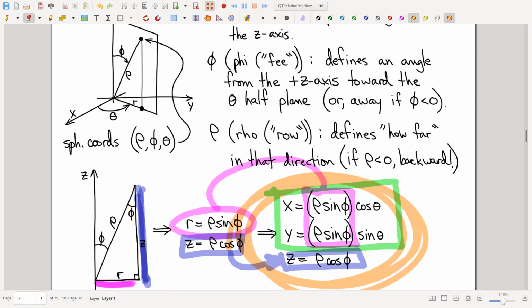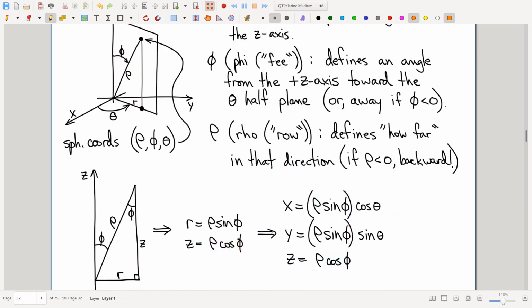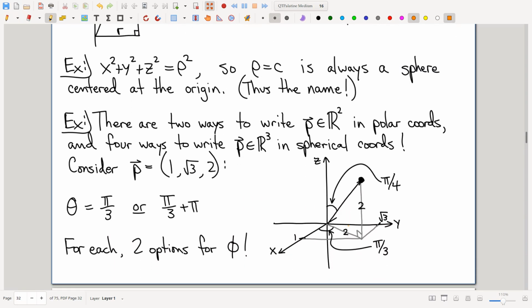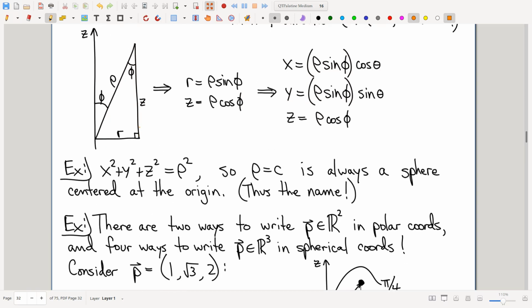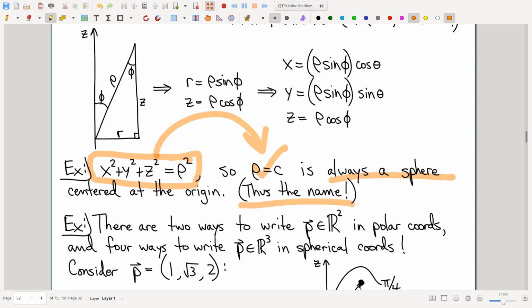Okay, moving along. So, again, a couple of easy ones. Here's the equation of a sphere. It converts pretty easily using, if you look at the equation of a sphere, this is an identity between spherical coordinate rho and the rectangular coordinates, and you plug that into the equation of a sphere, and out comes rho equals a constant, always a sphere centered at the origin. Again, thus the name. This is why they call it spherical coordinates. All right.